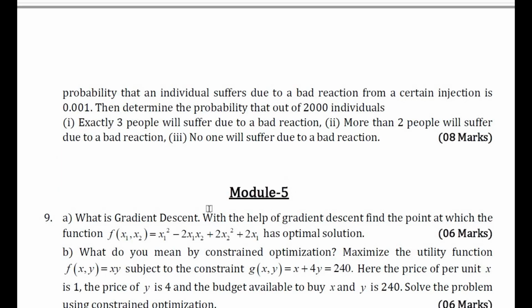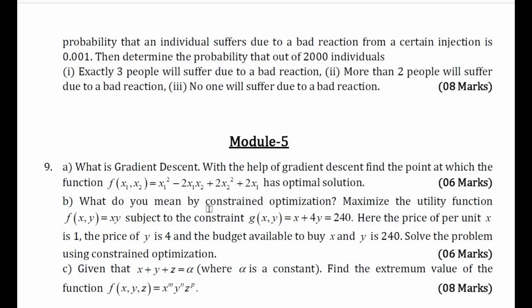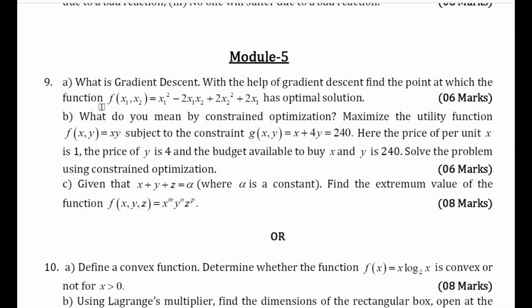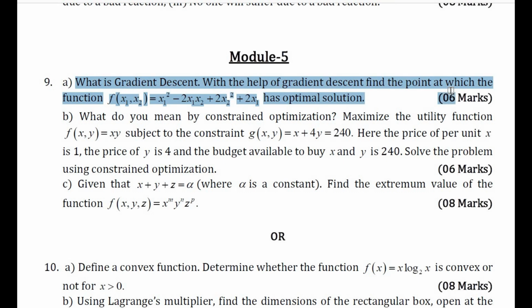Module 5 is on optimization. Definitely one question will be on definitions in this module. Get ready for the definition and answer easily. Here they have asked in question number 9A, what is gradient descent? With the help of gradient descent, find the point at which the function f has an optimal solution.